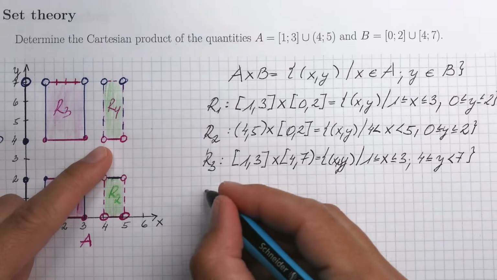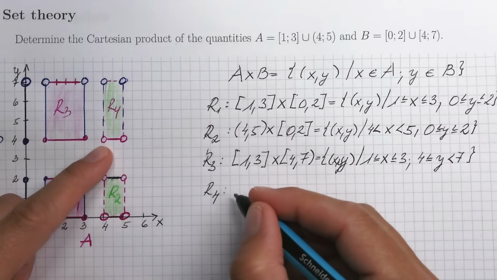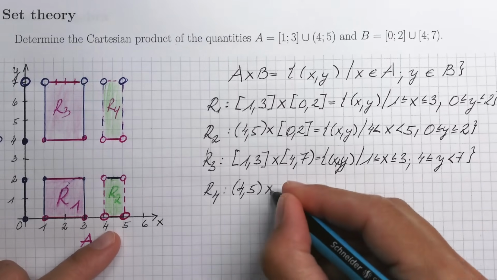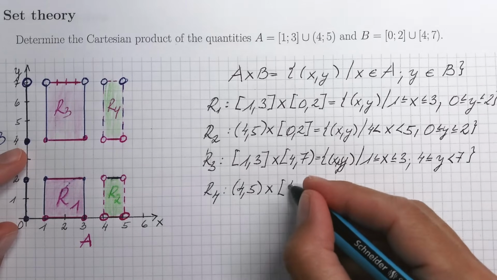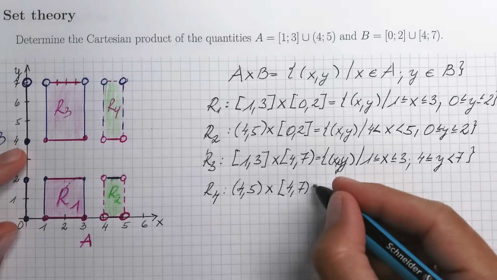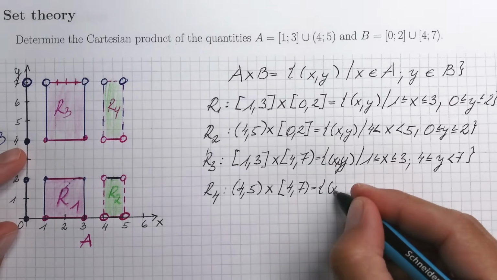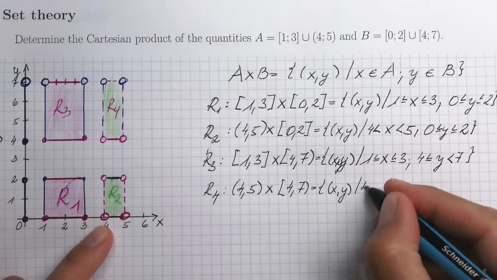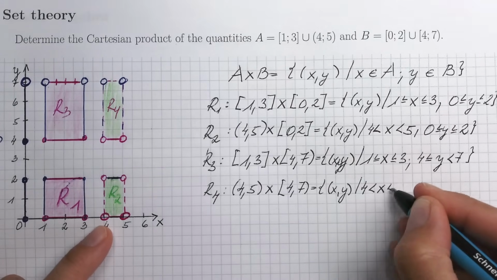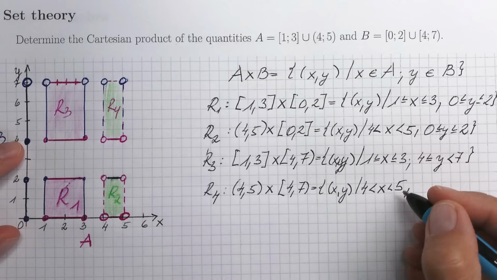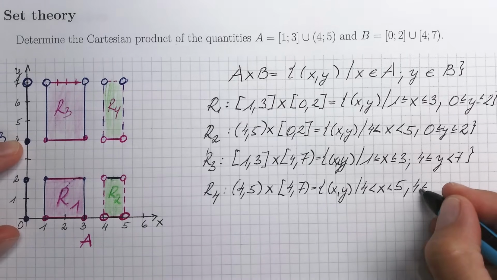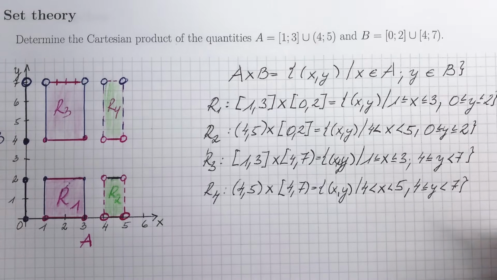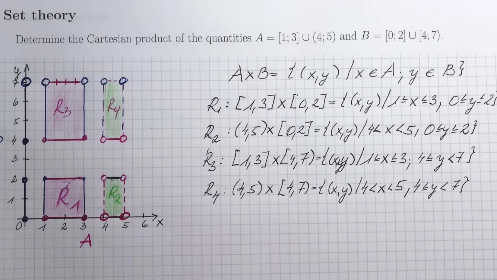And finally, the last rectangle R4 is the open interval 4 and 5 cross the half-open interval 4 and 7, equals the set of all pairs x and y such that 4 is less than x, less than 5, and for y we have 4 less than or equal to y, less than 7. And that's the solution to this problem.